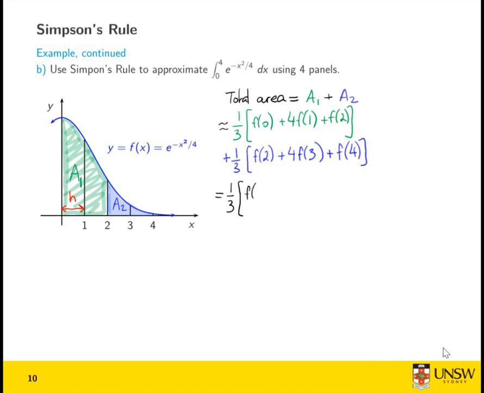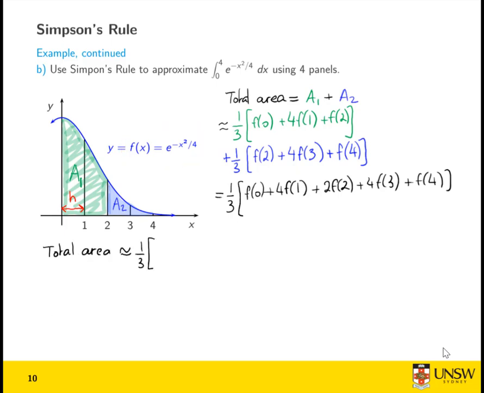So I have an f of 0 coming from the green area, 4 times f of 1 coming from the green area again. And I notice that I have an f of 2 here and another one. So if I combine them, I get 2 times f of 2, then plus 4 times f of 3, plus f of 4. Now I'm going to sub in.